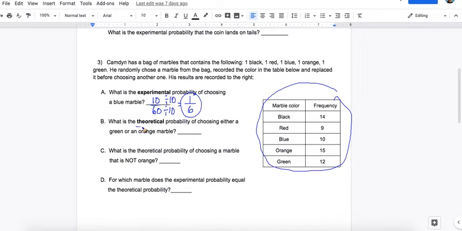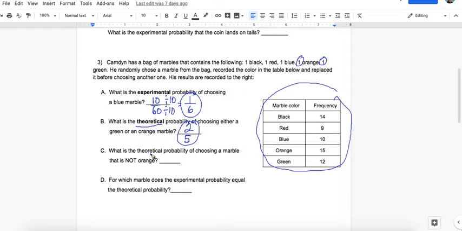Letter B asks for theoretical of choosing either green or orange, so I have to count those together. So that's what's supposed to happen. So that's what's in the bag. So let's look to see what's in the bag. I have 1 green, so there's my 1 green there, and I have 1 orange. So that's how many choices? 2. And how many marbles are in the bag? I have 1, 2, 3, 4, 5. When I count the marbles in the bag, I have to count the ones that I'm choosing as well, because that's the total amount of marbles in the bag. And 2/5 cannot be simplified.